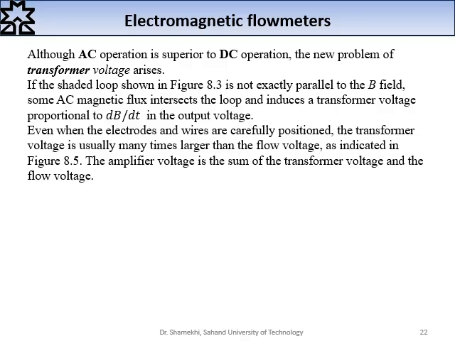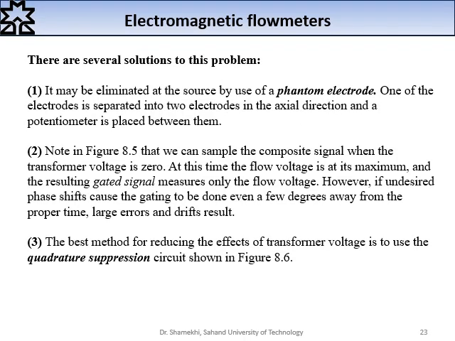We should detect and separate this large voltage from the main EMF from the flow. There are several solutions to this problem. One, it may be eliminated at the source by use of a phantom electrode. One of the electrodes is separated into two electrodes in the axial direction, and a potentiometer is placed between them.